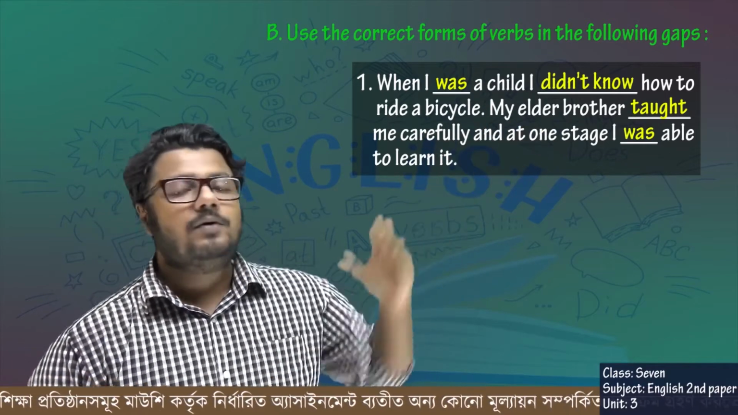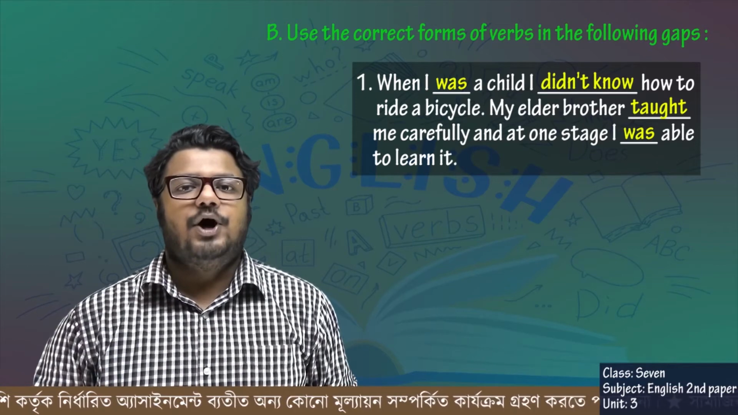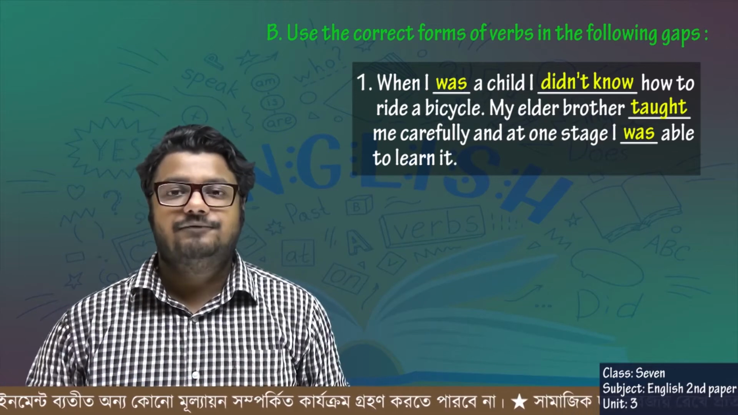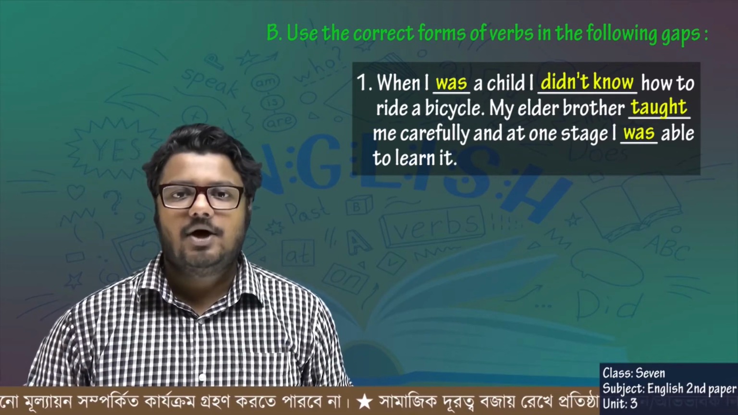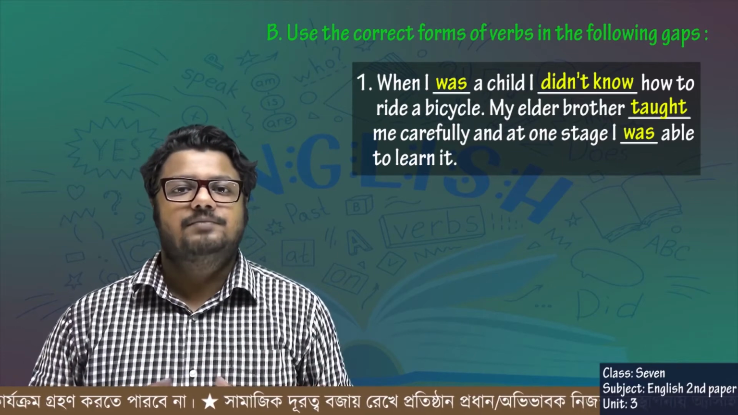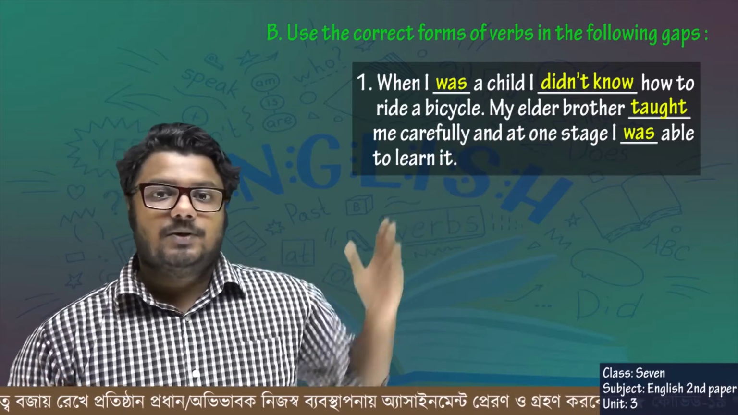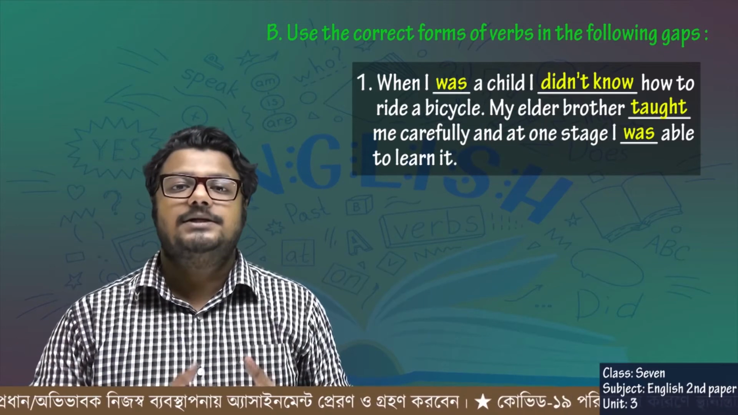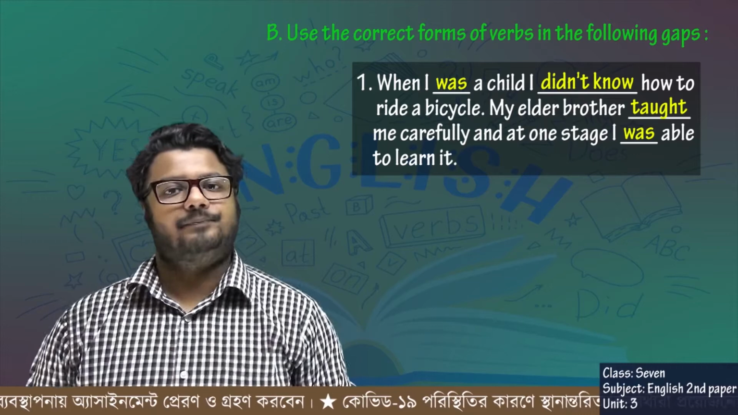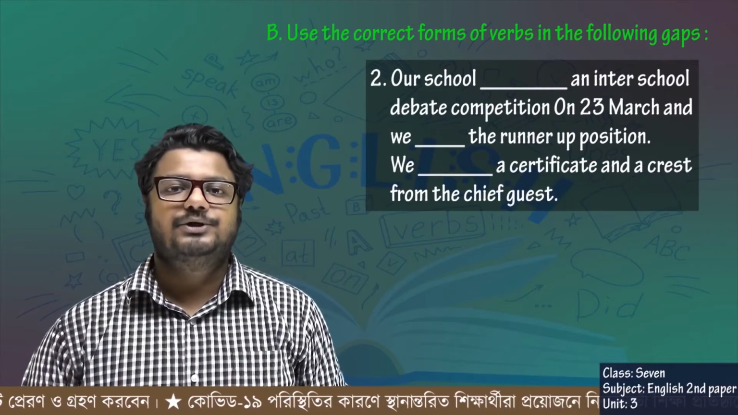Similarly, didn't know is the past form of do not know. If we remember section A, we saw that did is used to make a negative sentence. And that is why this sentence is also a negative sentence, but it is in its past form. Let's look at the example number 2.